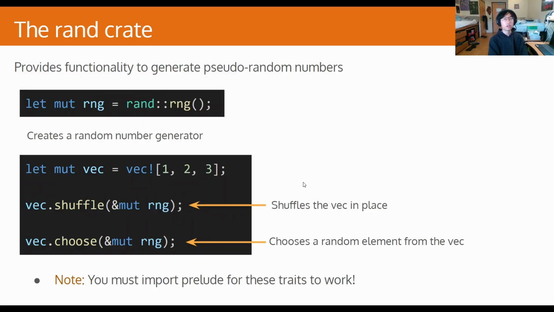Now, the RAND crate also exports some traits. For example, it extends the vector structure to include the shuffle and choose methods, but these methods require a random number generator. So to create a random number generator, call the rng function. Note that you must import the prelude for these vector methods to work.